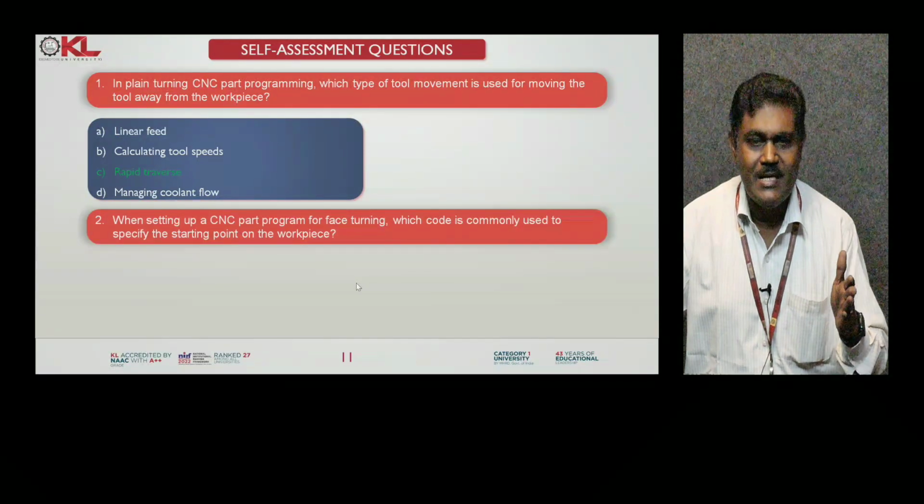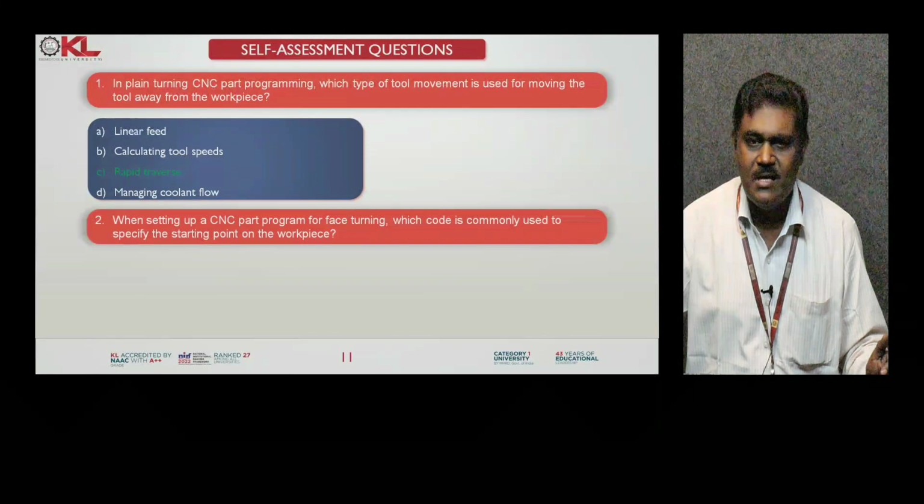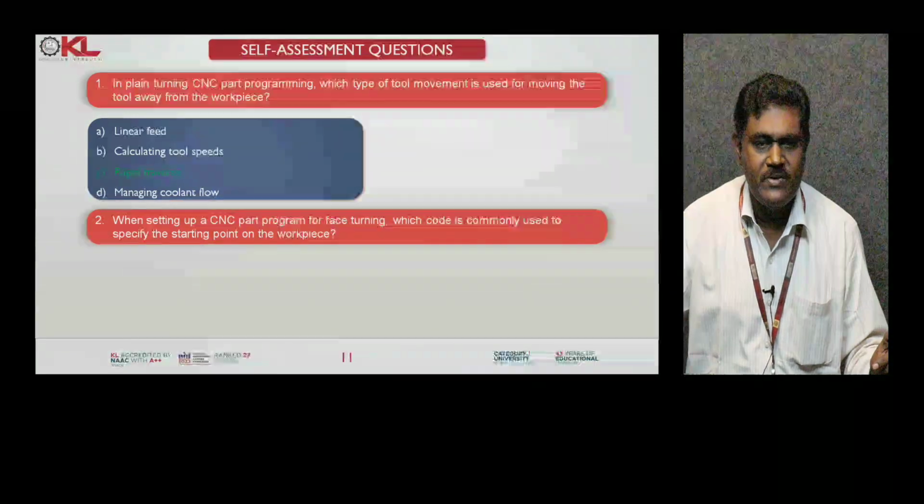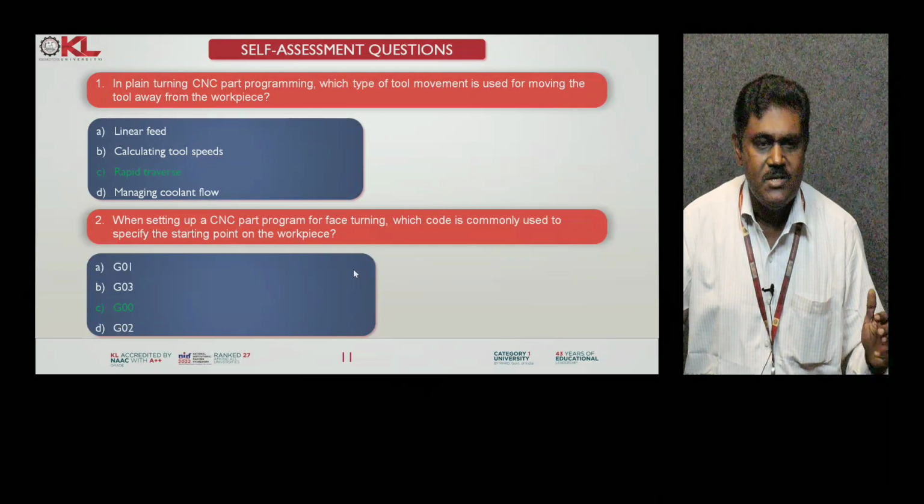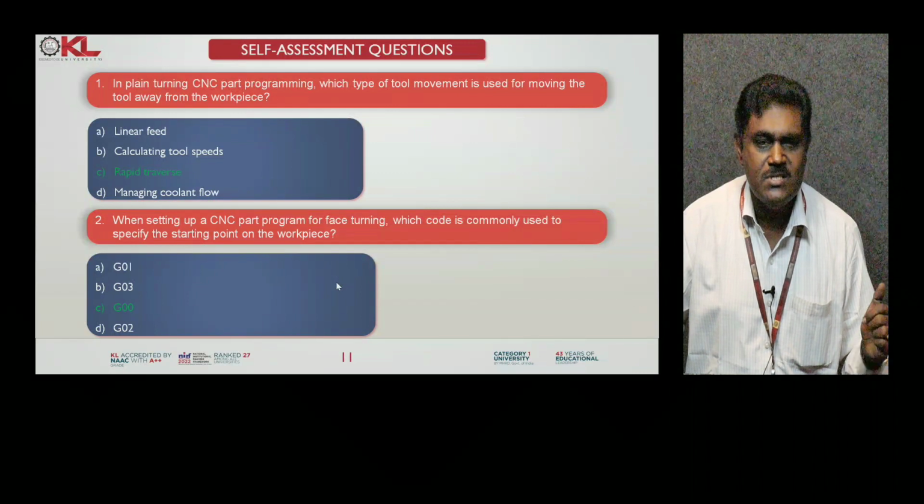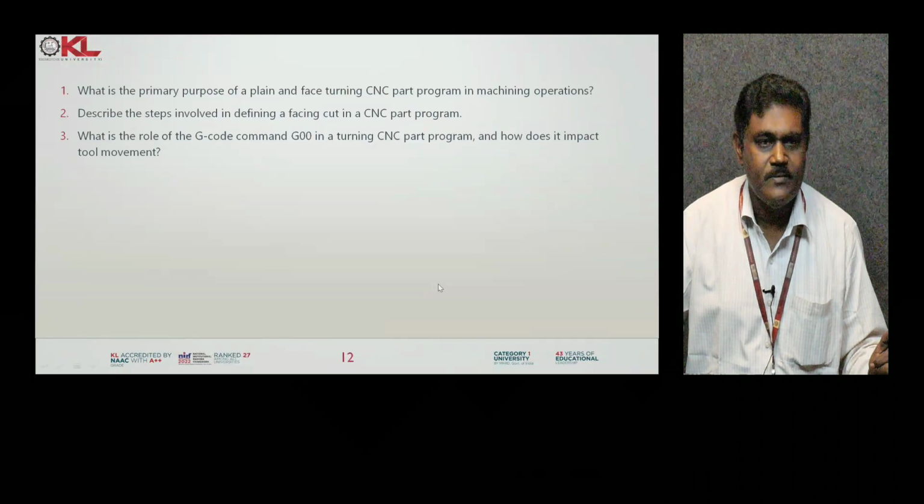Second question, when setting up a CNC part program for phase turning, which code is commonly used to specify the starting point on the workpiece? So, G01, G03, G02, G00. G00 is the right answer.